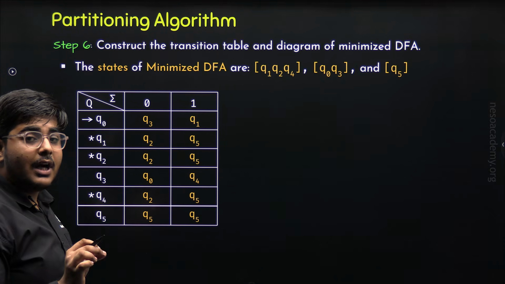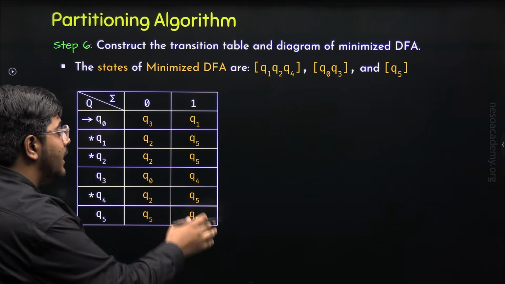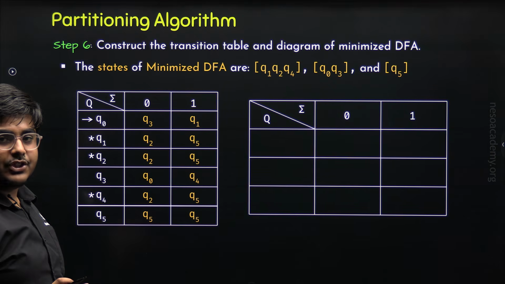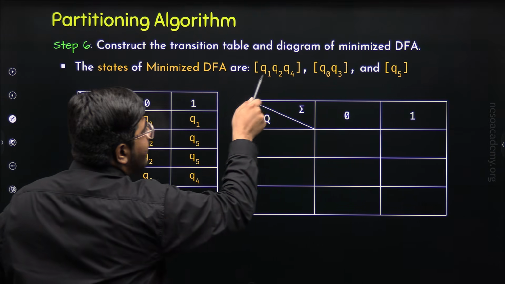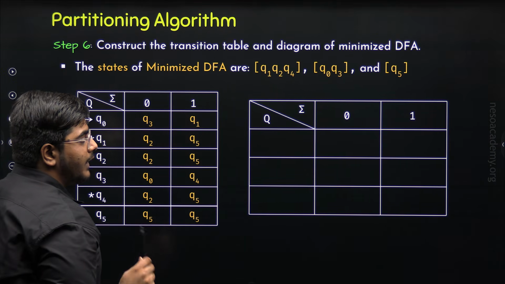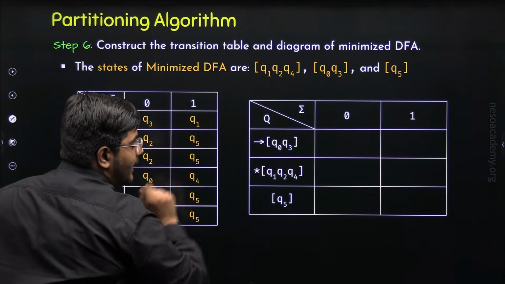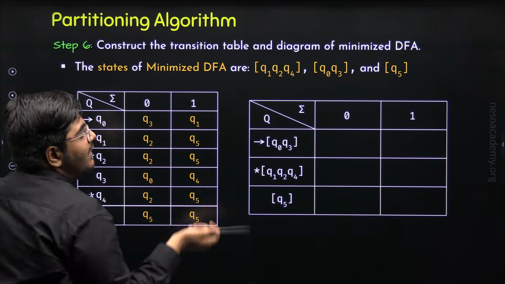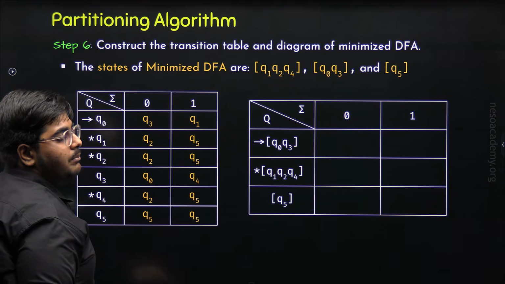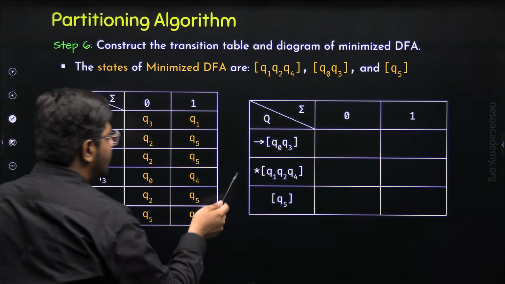So now we will construct the transition table of our minimized DFA. This is the basic structure of our transition table. There are only 3 rows because there are 3 states in the minimized DFA. And we can write it as this. Q0, Q3 is the initial state, Q1, Q2, Q4 is the final state, and Q5 is just an ordinary state of our minimized DFA. Now we need to fill these cells.